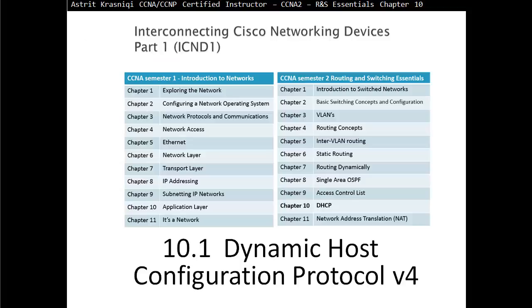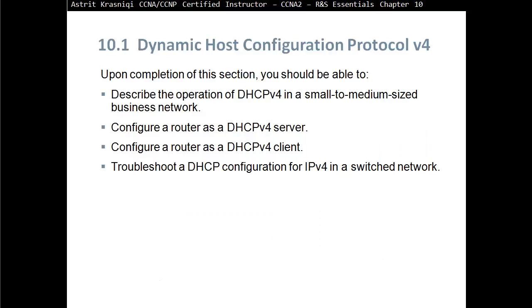Section 10.1 Dynamic Host Configuration Protocol v4. Upon completion of this section, you should be able to describe the operation of DHCPv4 in a small to medium-sized business network, configure a router as a DHCPv4 server, configure a router as a DHCPv4 client, and troubleshoot the DHCP configuration for IPv4 in a switched network.